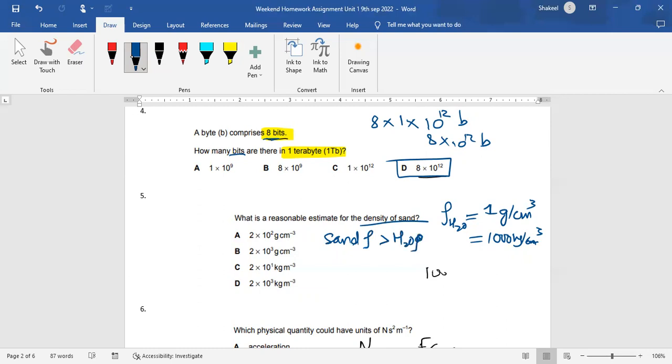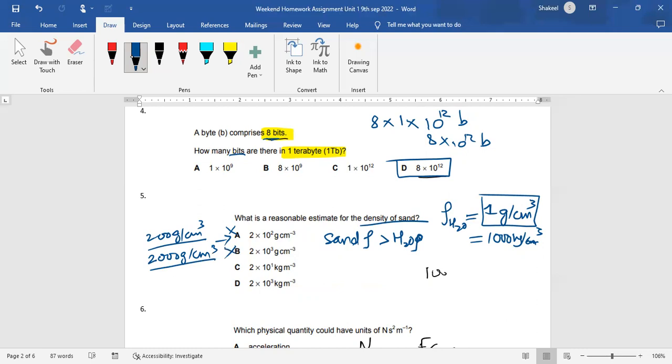So what you do is in the first A, the answer is 200 gram per cm cube. For water, it is 1 gram, and for sand, it is 200 gram. That's too much. So this cannot be the answer. Then the next is 2 into 10 to the power 3, which is like 2000 gram per cm cube. Again, when you compare it with water, water is 1 gram per cm cube. So that is too much.